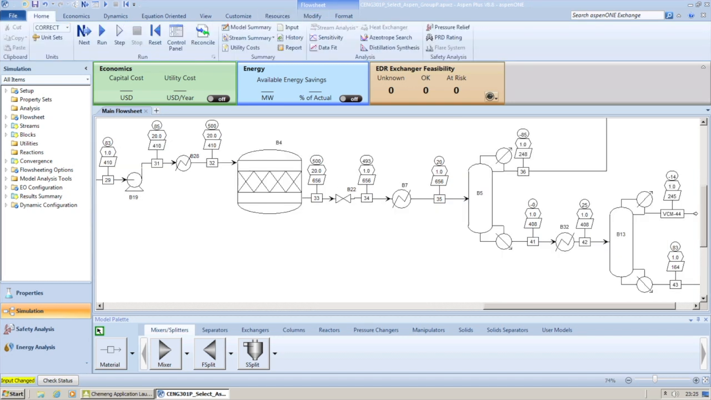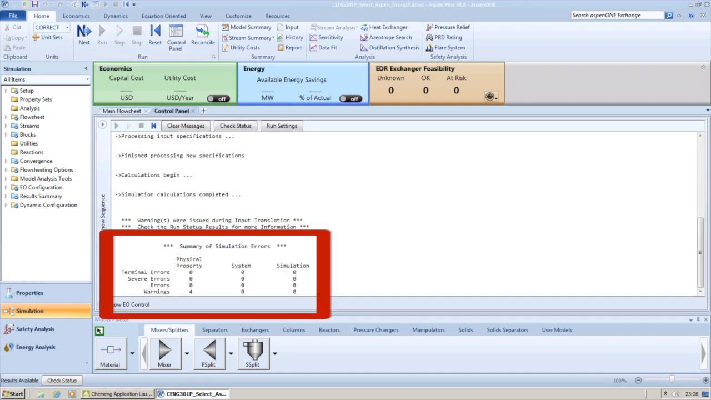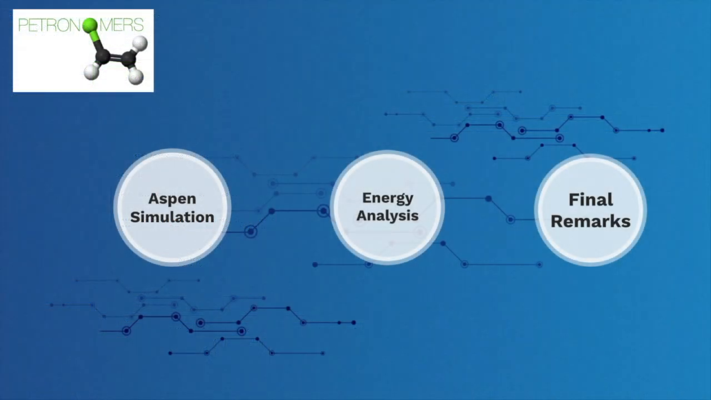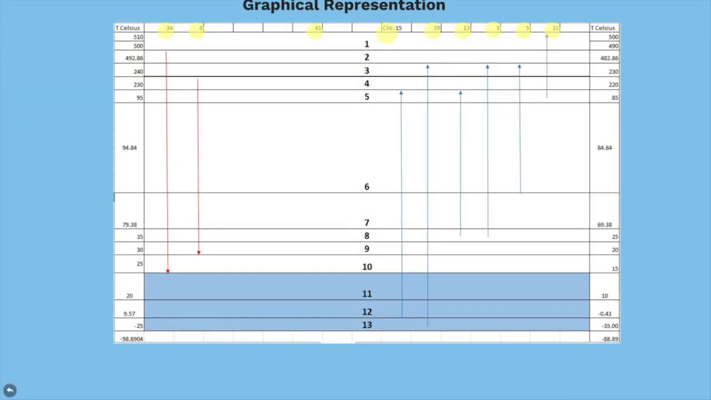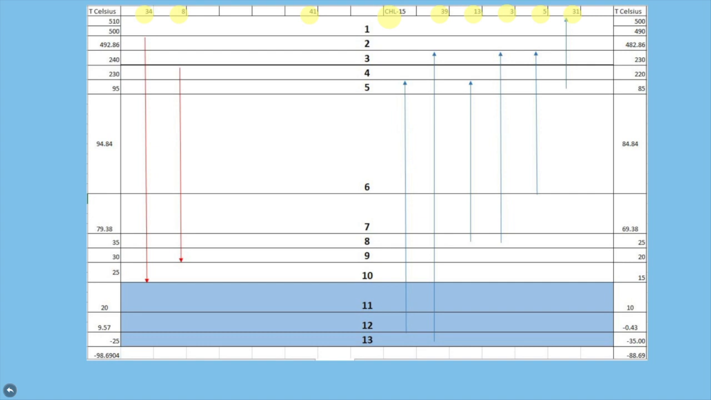The simulation runs with no errors but with some physical property warnings. These are likely to be caused by the thermodynamic models representing non-ideal mixtures. In order to carry out the energy analysis, the streams that needed further energy to be cooled or heated were identified using the duties calculated from Aspen. After doing so, a graphical representation of the streams was made. A delta T-min of 10 degrees Celsius was used in order to carry out the pinch analysis. The streams highlighted will need heat integration.